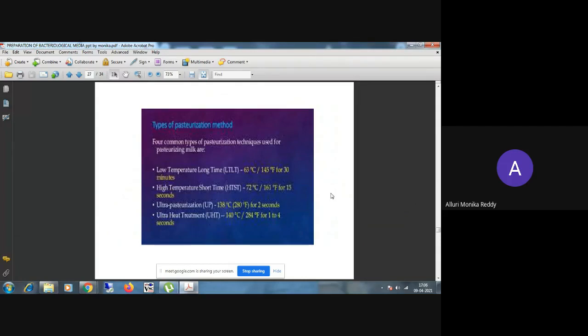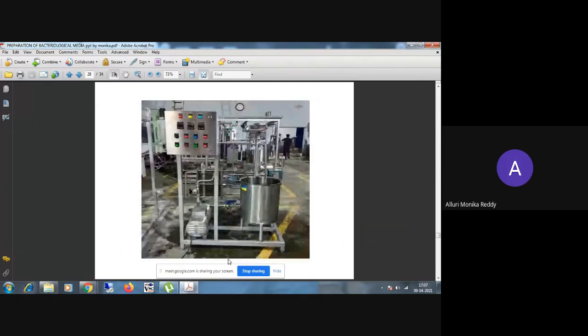Ultra pasteurization is 138 degrees, a very high temperature, for only 2 seconds, where we couldn't see the growth of bacteria, no growth of lactobacillus. The next is ultra heat treatment, 140 degrees for 1 to 4 seconds. This is also a type of sterilization method for milk. See, this is the sterilizer for milk, a machine used in companies for pasteurization, ultra pasteurization, and so on.